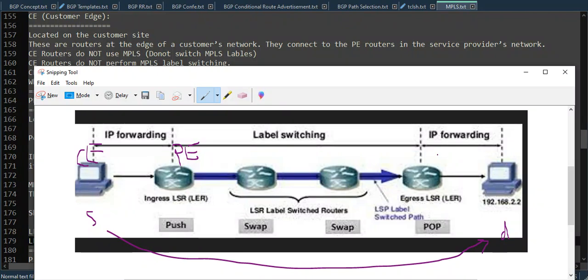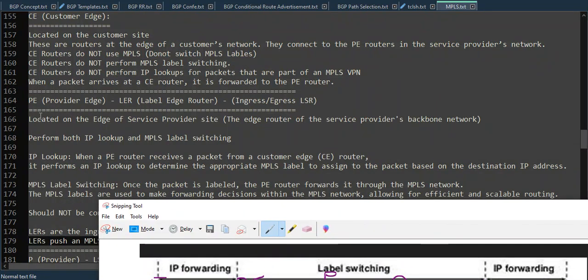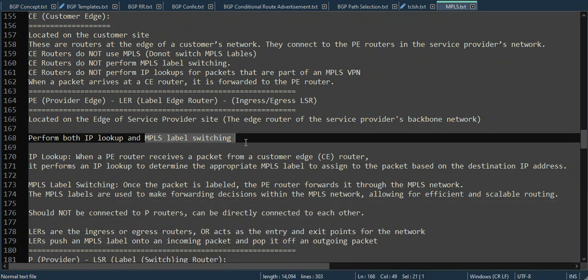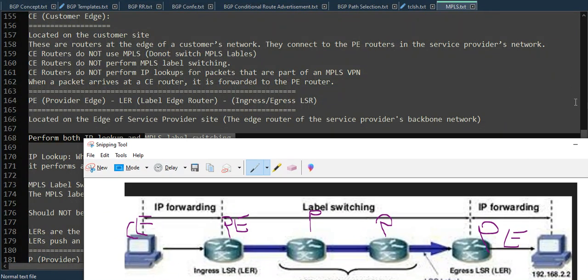So this one is PE, and these are P or provider routers, and this one is a customer edge. Ingress LSRs or PEs push our packet, and egress LSRs pop our packet. And P provider routers perform both IP lookup and MPLS label switching. Okay, let's see customer edge.